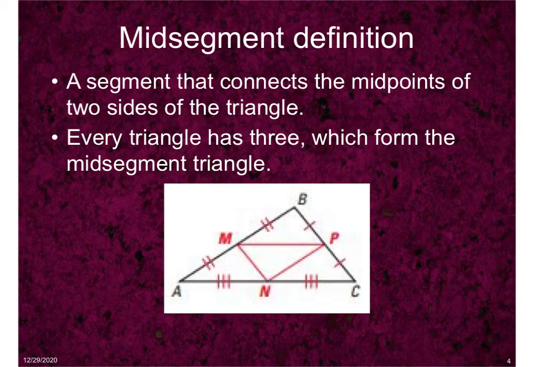All right, mid-segment definition: a segment that connects the midpoints of 2 sides of the triangle, and every triangle has 3 of them, and it forms the mid-segment triangle. That's just that little red triangle that you guys see in the middle. Okay? M, N, P. Triangle M, N, P is our mid-segment triangle.